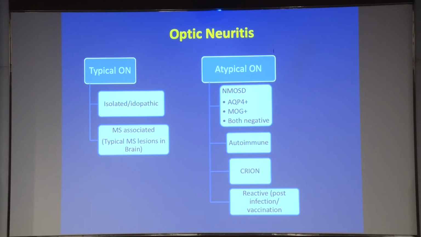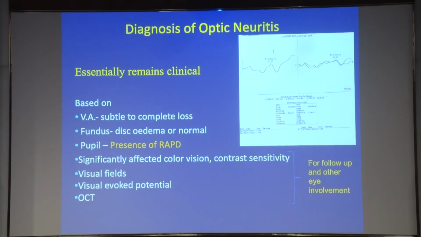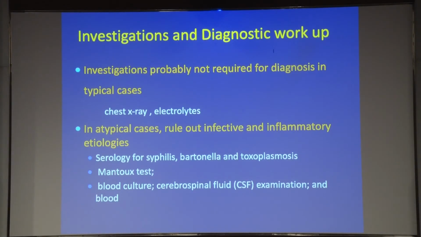So typical: idiopathic, MS-associated, isolated, CIS. In atypical optic neuritis, you have a whole lot of possibilities, so our workup for atypical becomes more extensive. The diagnosis of optic neuritis essentially remains clinical, based on the visual loss, the fundus presentation, the presence of RAPD, and of course the other visual functions, the visual evoked potential, and now we are using OCT to a certain extent to help us, of course not in the diagnosis, but essentially to follow up the patient and help us to classify and understand the possible etiology.